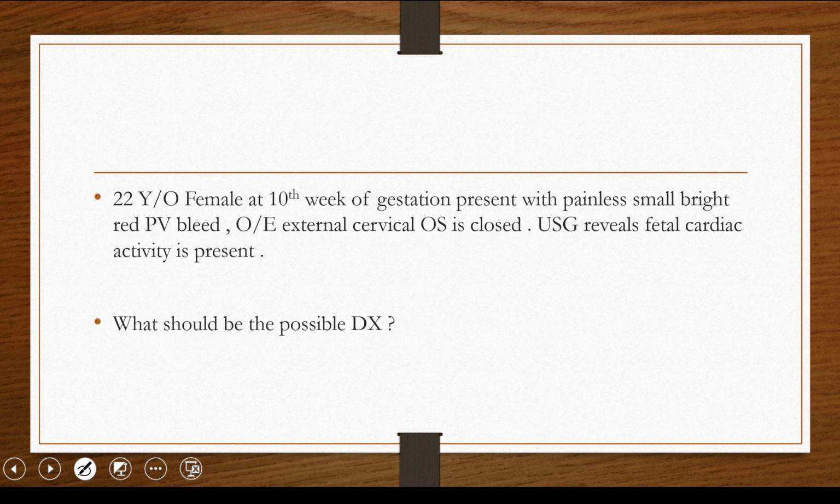Okay, let's study a case. A 22-year-old female at the 10th week of gestation presents with painless small bright red pervaginal bleed. On pervaginal examination, the external cervical os is closed. USG reveals fetal cardiac activity is present. What is important here is that it's not possible that they will give you a case of abortion and not mention USG findings and pervaginal examination findings. They will always give you clues which will help you to diagnose the possible case. Here this is the case of threatened abortion, as her external cervical os is closed and fetal cardiac activity is also present.